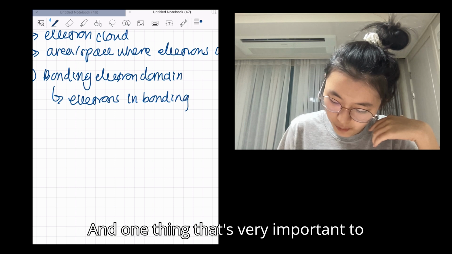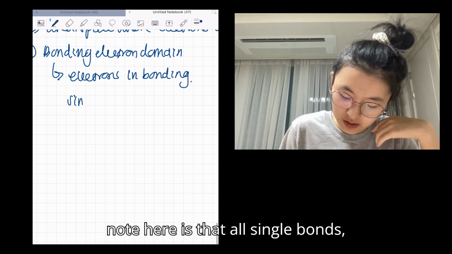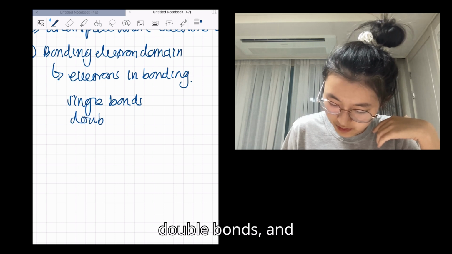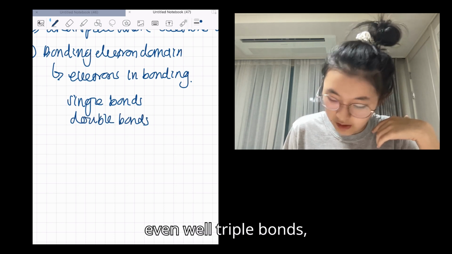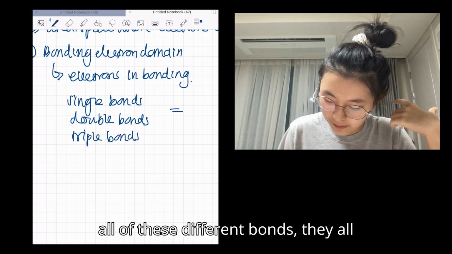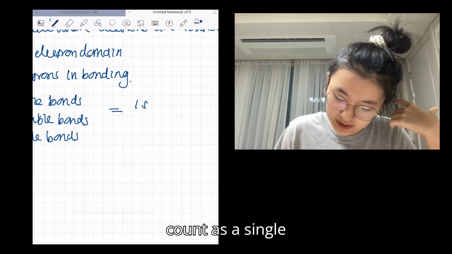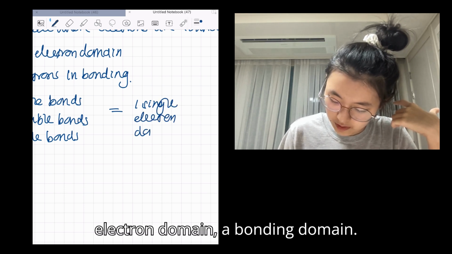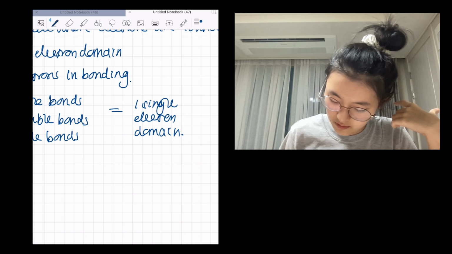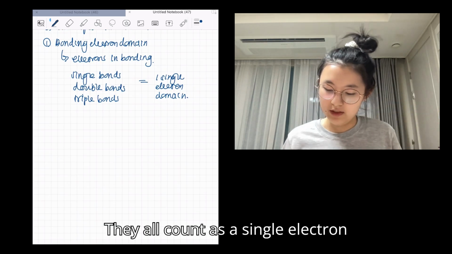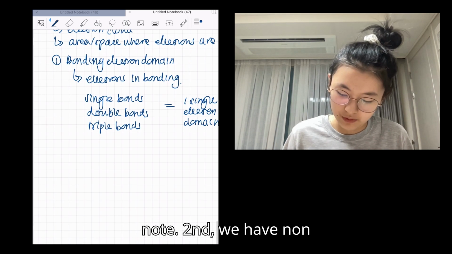And one thing that's very important to note here is that all single bonds, double bonds, and even triple bonds, all of these different bonds, they all count as a single electron domain, a bonding domain. They all count as a single electron domain, and that's very important to note.